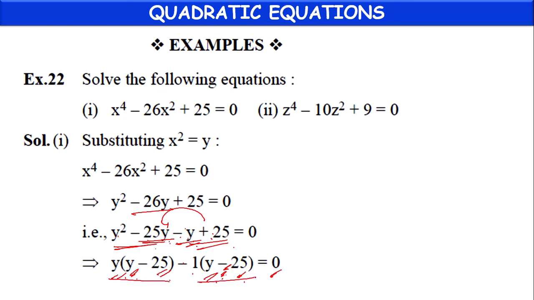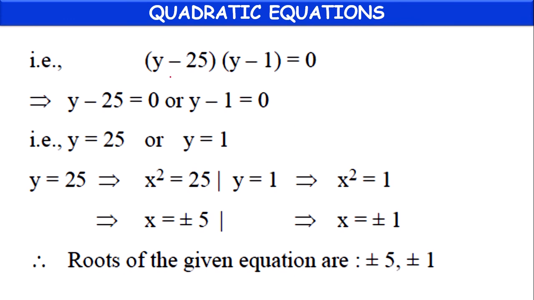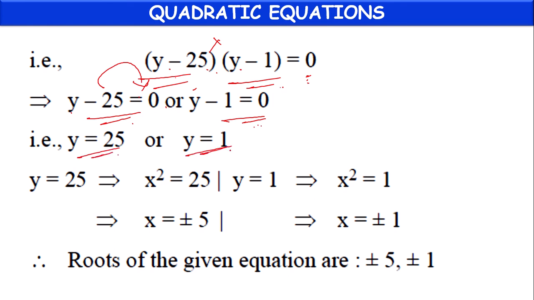If we compare these two terms, y minus 25 is common. So y minus 1 will remain. The product of these two factors equal to 0 means either the first factor equals 0 or the second factor equals 0. So if minus 25 comes towards the RHS, it will become y equal to 25 or y equal to 1.